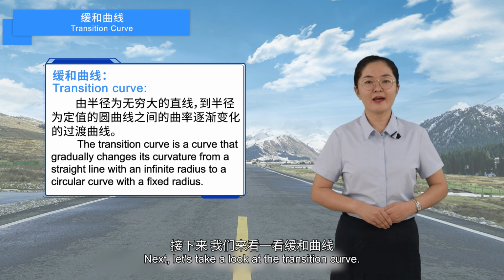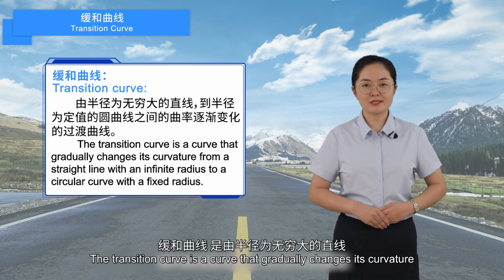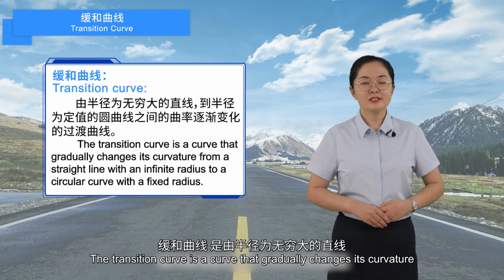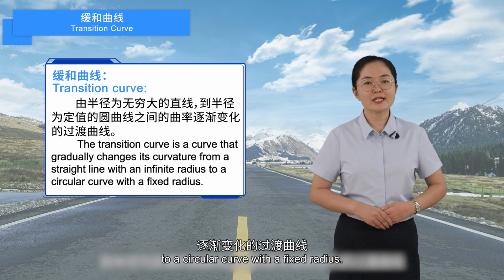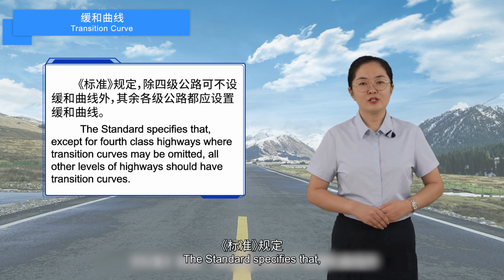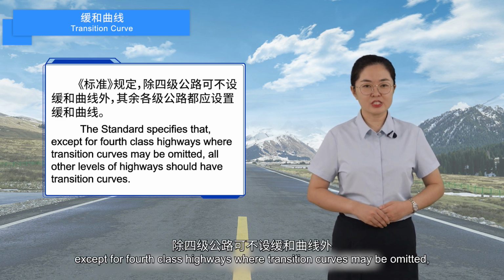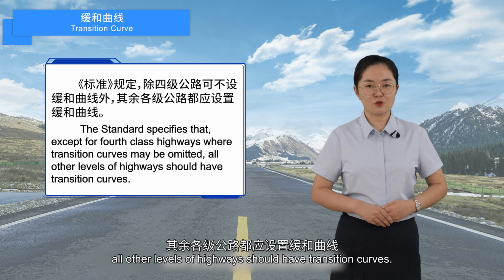Next, let's take a look at the transition curve. The transition curve is a curve that gradually changes its curvature from a straight line with an infinite radius to a circular curve with a fixed radius. The standard specifies that, except for fourth-class highways where transition curves may be omitted, all other levels of highways should have transition curves.